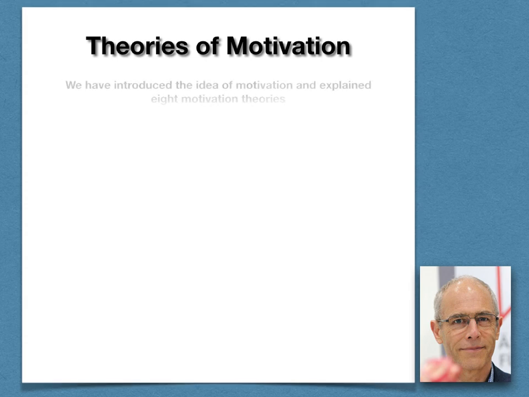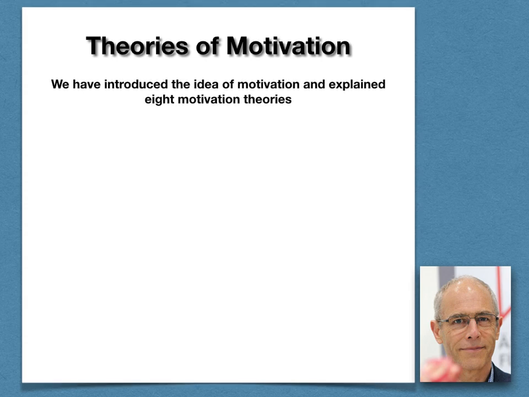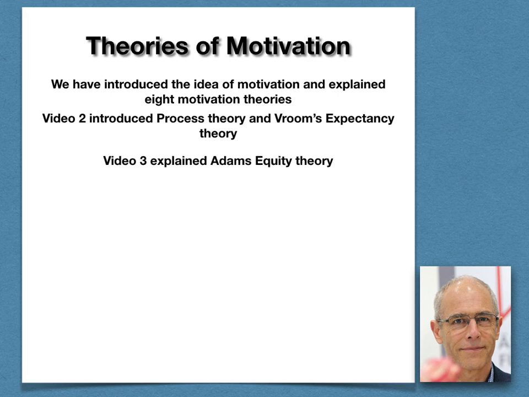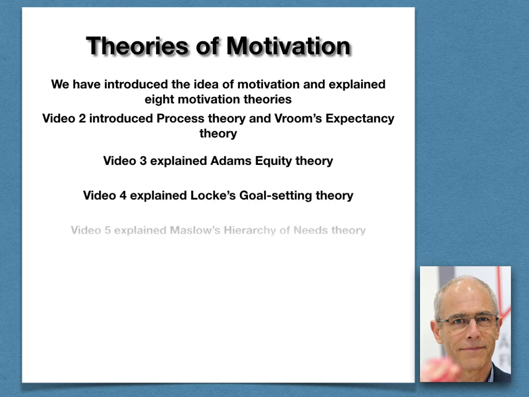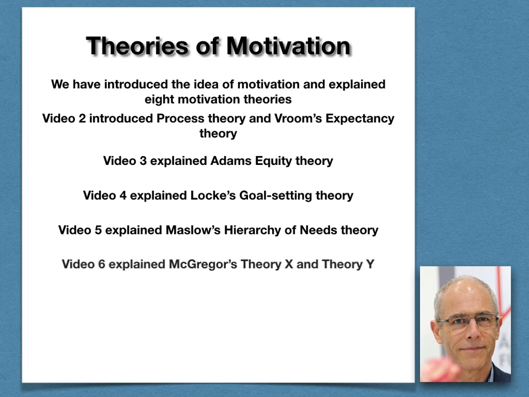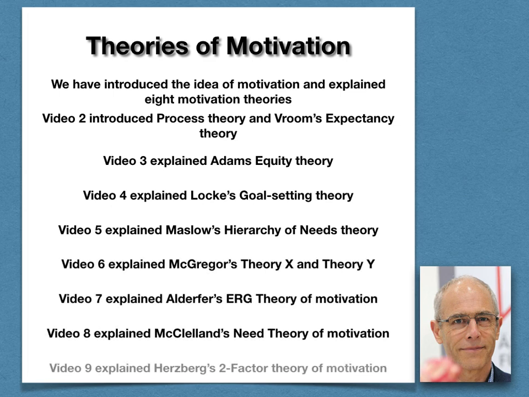In this series of videos, we have introduced the subject of motivation at work and have described 3 process theories and 5 content theories. In order of presentation, these were Vroom's expectancy theory, Adams' equity theory, and Locke's goal-setting theory. These process theories were followed by the content theories: Maslow's hierarchy of needs theory, McGregor's theory X and theory Y, Alderfer's ERG theory, McClelland's need theory, and Herzberg's two-factor theory.